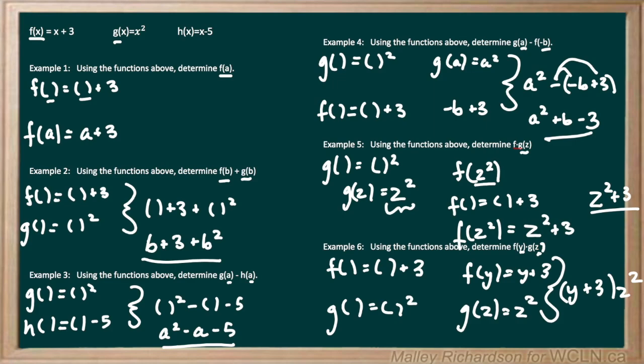Now you can either distribute this z squared to every term inside the brackets, or you can leave it like this. If you distribute the z squared into everything, you have y times z squared plus 3 times z squared. So if you want to write your answer like this or like this, both are fine and both are right.